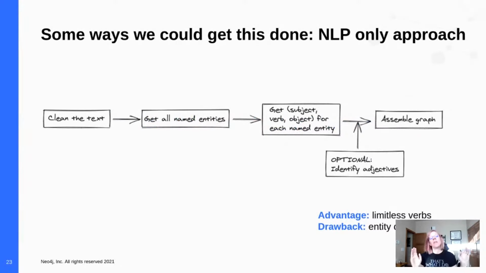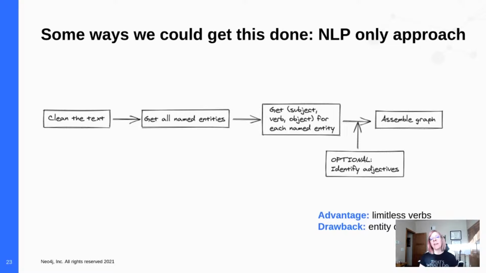The NLP Only Approach means we start with text and we clean it. For those of you who are new to data science, I like to say that at least 80% of data science is data cleaning, like data janitor. We spend a lot of time cleaning things. We're going to then, from our cleaned text, get our named entities, and then we're going to get the subject, verb, object triples for all of those. And then we're going to assemble our graph. Now if we wanted to get sophisticated here, we could get the adjectives for each of those subjects and objects. I'm not going to do that today. I'll leave that as an exercise to the attendees.